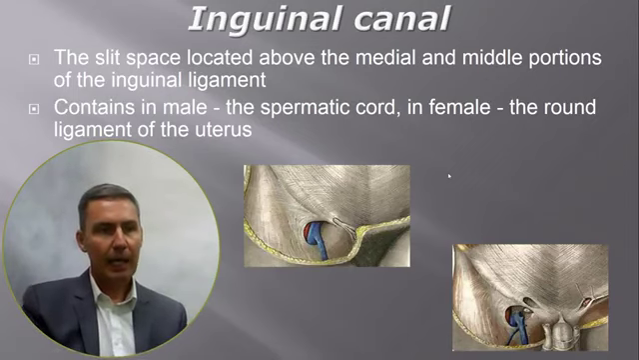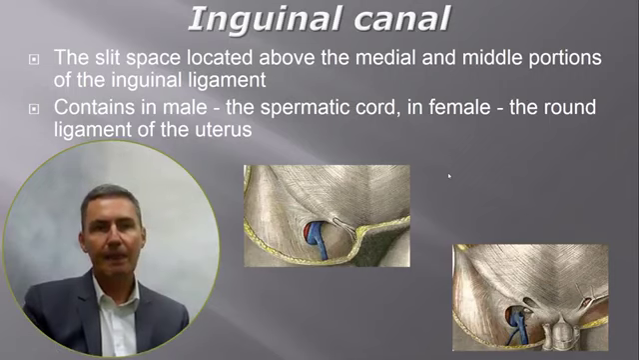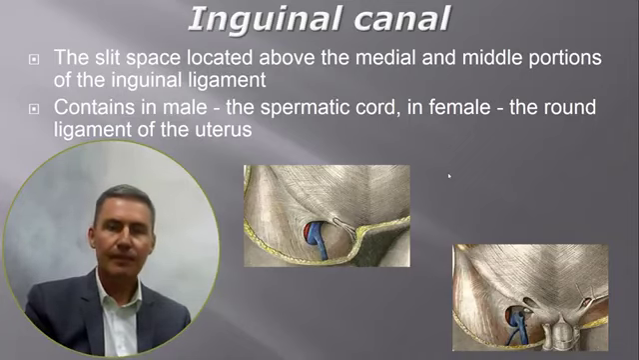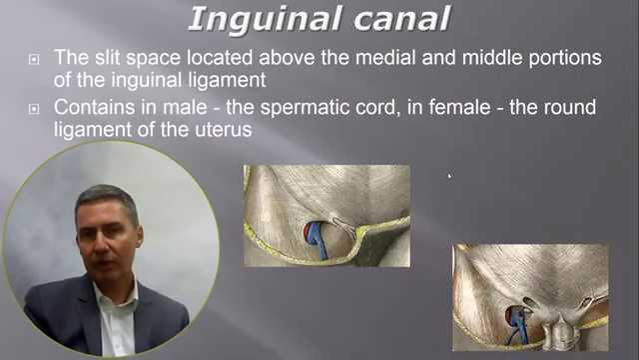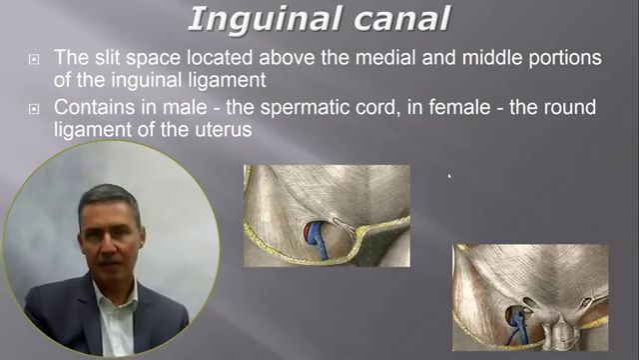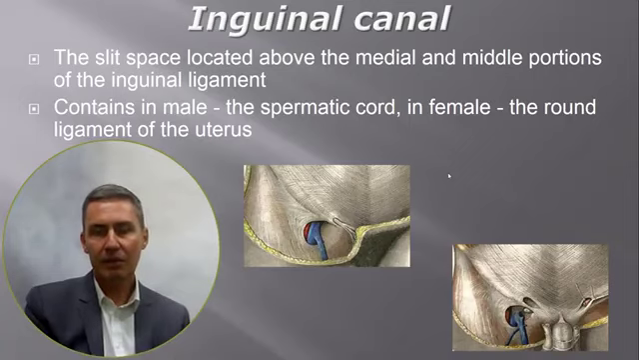Inguinal canal. The inguinal canal is a slit-like space located above the middle and medial parts of the inguinal ligament. It is the gap in between the broad muscles which is formed in embryonic life during the process of testis descent, the descending of the testis into the scrotum. In the male it contains the spermatic cord, while in the female it contains the round ligament of the uterus.